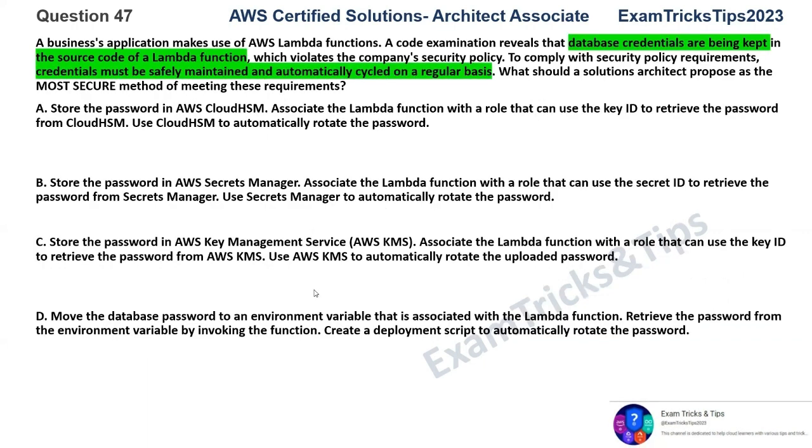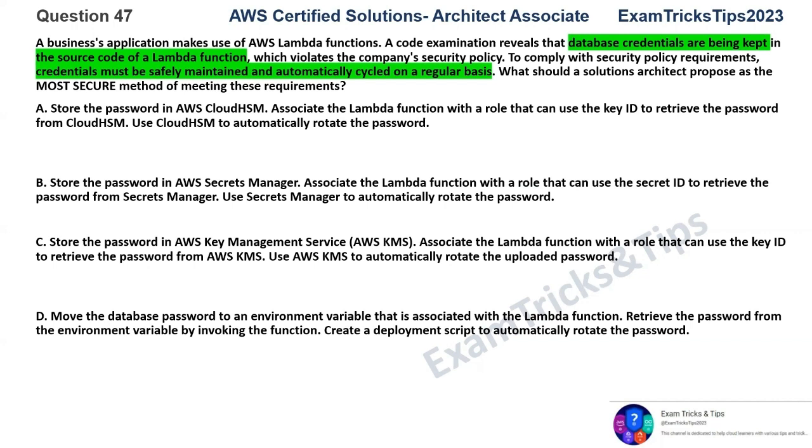So what we have here is a scenario where database credentials are kept in the source code of a Lambda function, which is obviously wrong. That's not how you manage your credentials. There are various options given here. But before we jump into the options, if you have some credentials that you need to manage, so basically some secrets to manage, you essentially use AWS Secrets Manager. And if you look through the options, there's only one option that has AWS Secrets Manager, which is option B. And that is the answer for this.